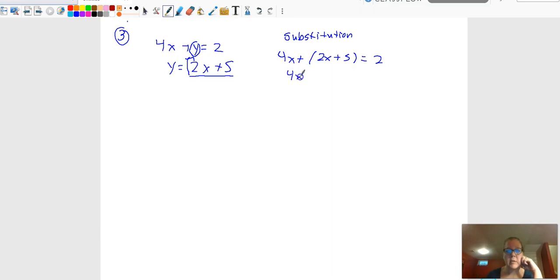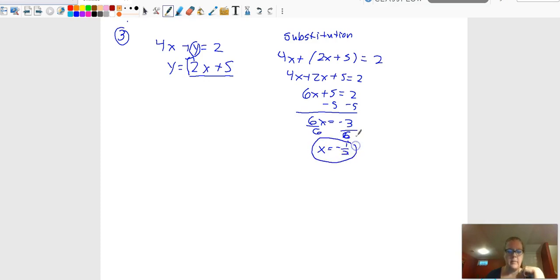So we have 4x plus 2x, combined like terms, and we have 6x plus 5 equaling 2. 6x is equal to -3. And x is equal to -3/6, which is the same as -1/2.